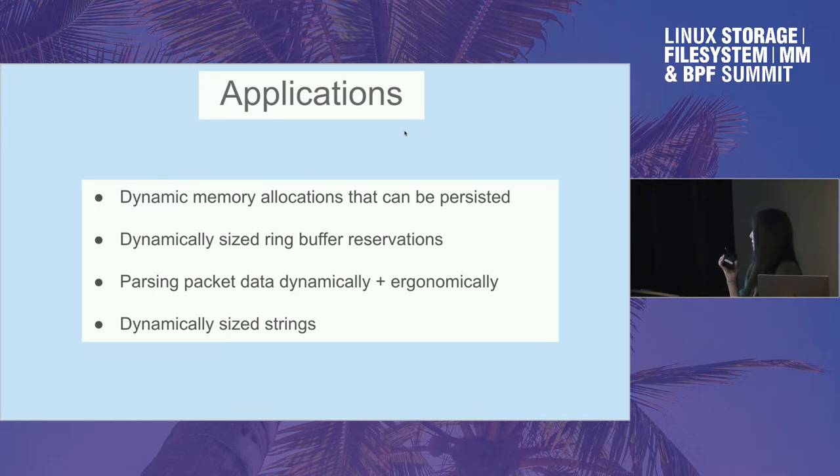Another application is parsing skbuff or XDP data more dynamically and ergonomically. I think right now, you have to add a bunch of if checks to make sure you're not writing past the data end. Through dynamic pointers, you can use an iterator-like interface where you just iterate through your data and access it that way. And then also dynamically sized strings: instead of it being statically known at compile time, you're able to just specify it, whether it's through the user space application dictating the sizes.